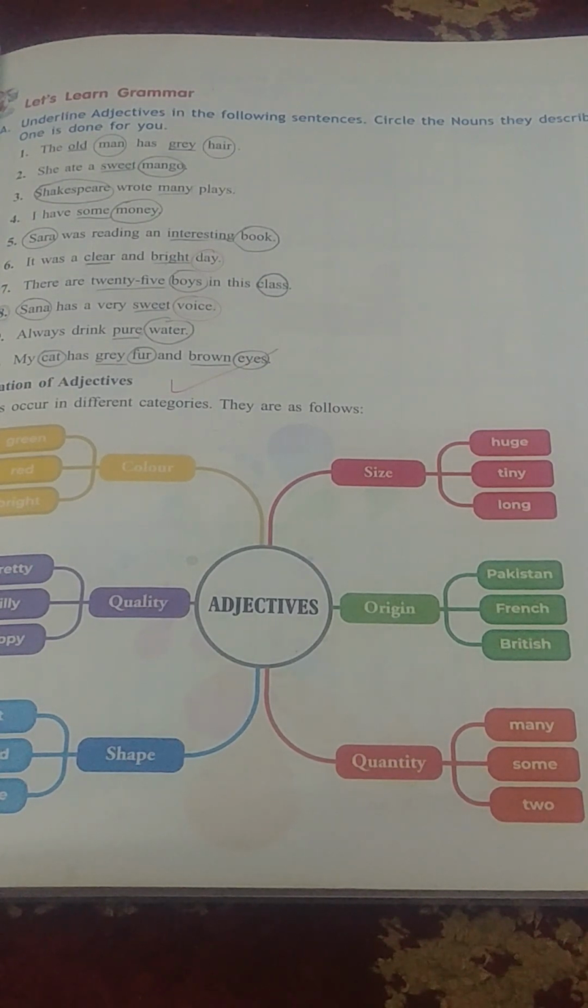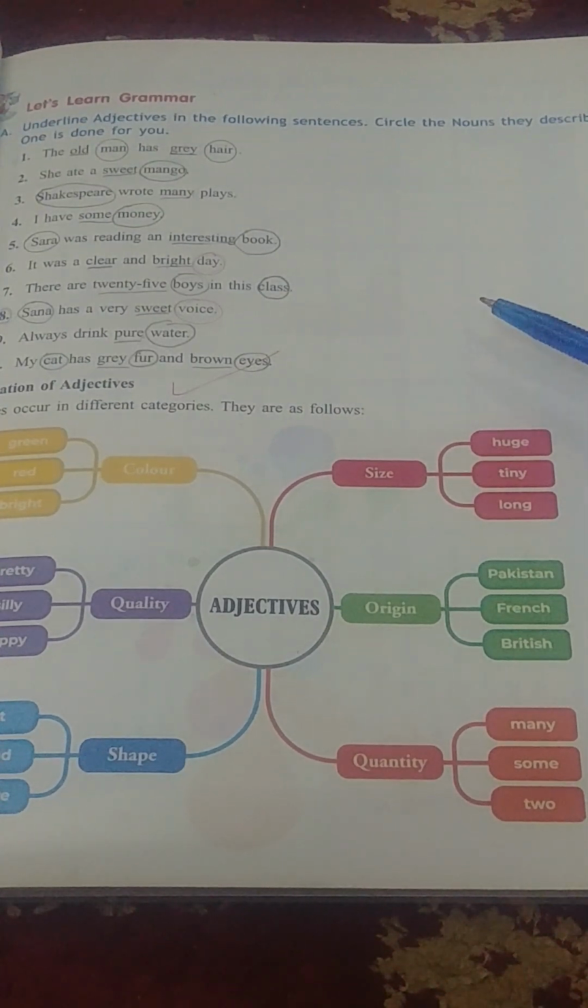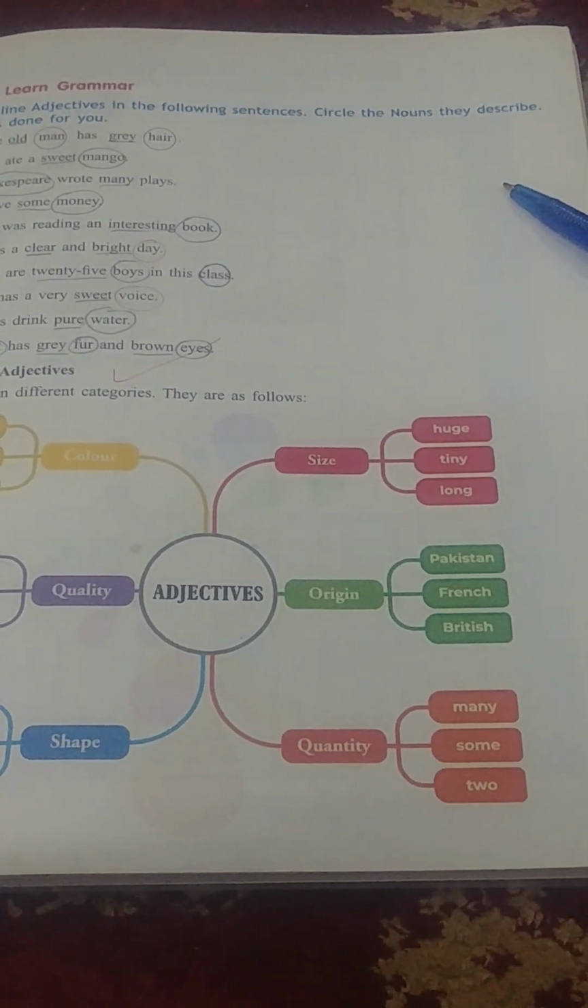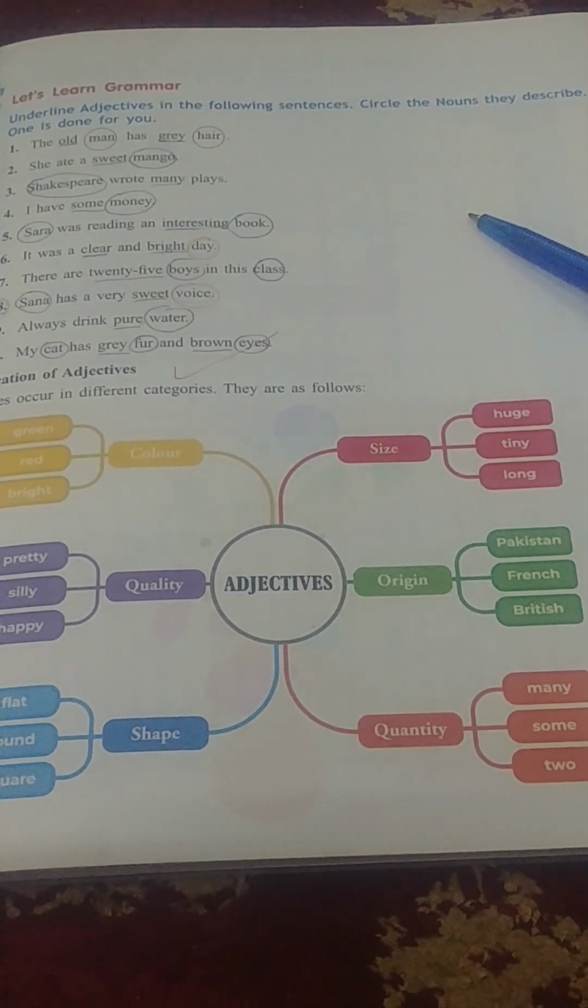So what is an adjective? An adjective is a quality of a noun. What is a noun? A noun is the name of a person, place or thing. So let's start the exercise. In this exercise, we will underline the adjectives in the following sentences and circle the nouns they describe. And the first one is done for you.